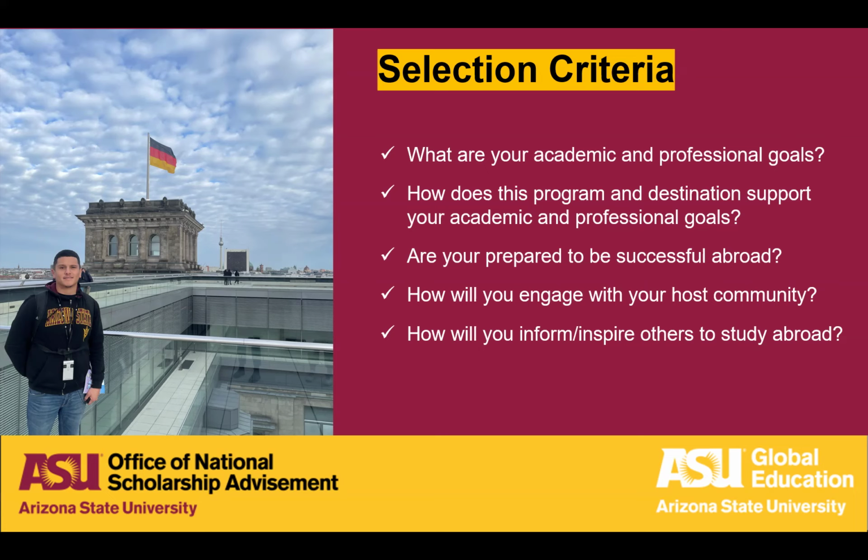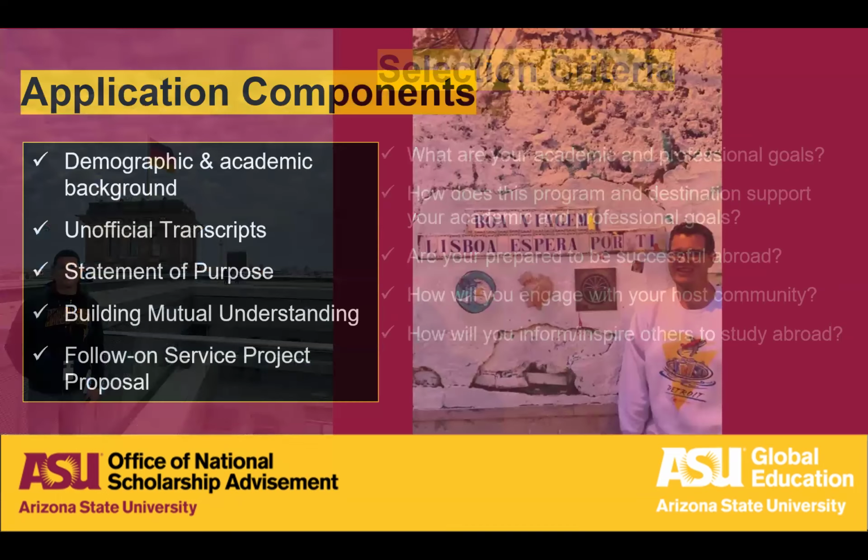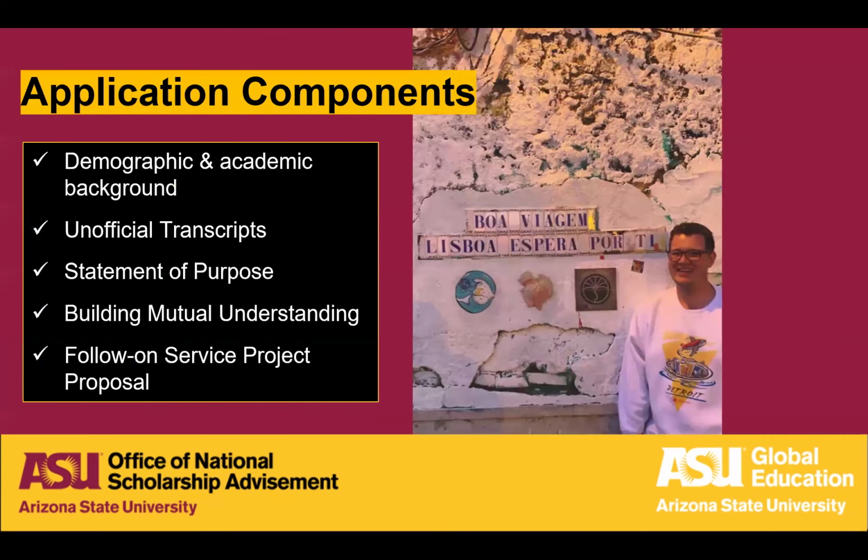So we're going to break this down a little bit further with the application components. What components will speak to those selection criteria? First off, there is the basic demographic and academic background. There's also verification that you have to provide if you're applying for Gilman-McCain specifically. You also have to submit unofficial transcripts from ASU and any other colleges or universities you've attended.